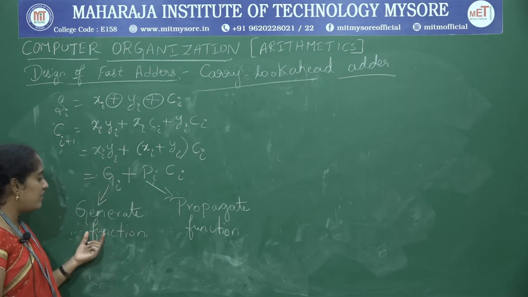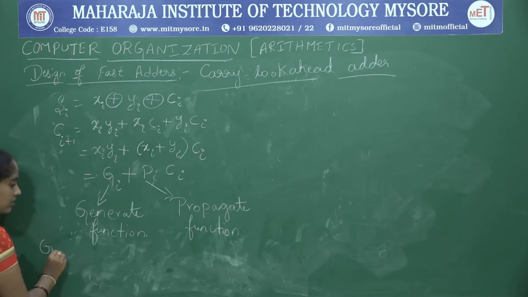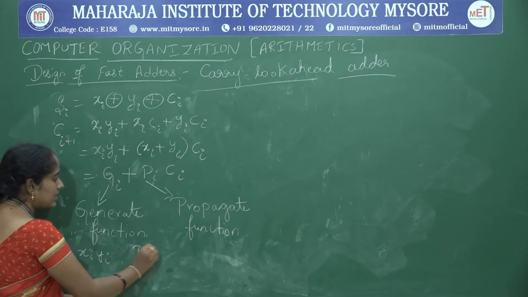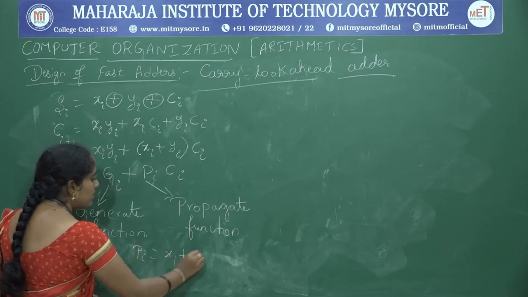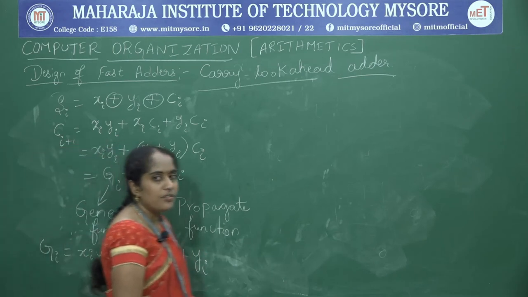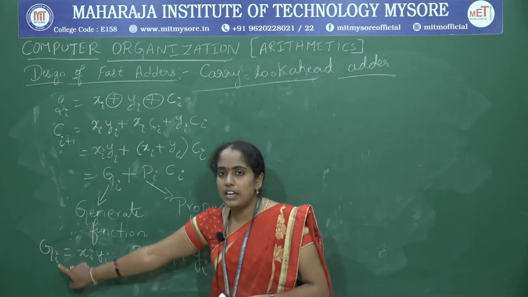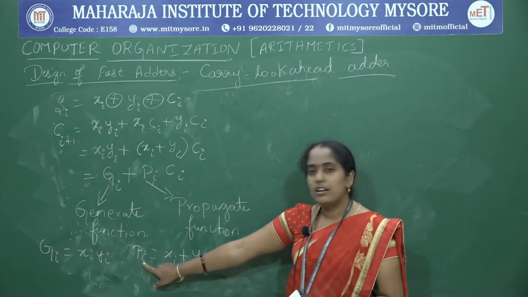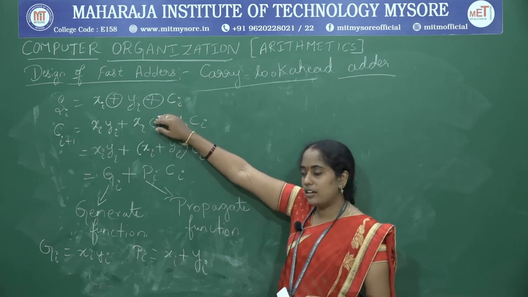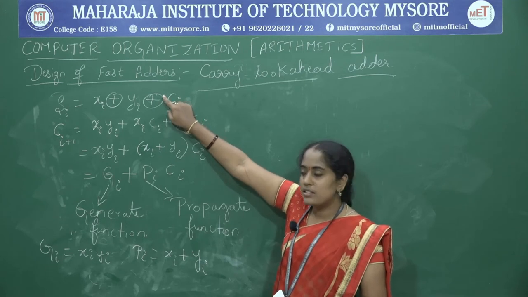Here Gi is the generate function and Pi is the propagate function. Gi is nothing but Xi Yi, and Pi is nothing but Xi plus Yi. So here we need one AND gate for Gi, one OR gate for Pi, and one XOR gate for Si. This is the carry function and this is the sum function.